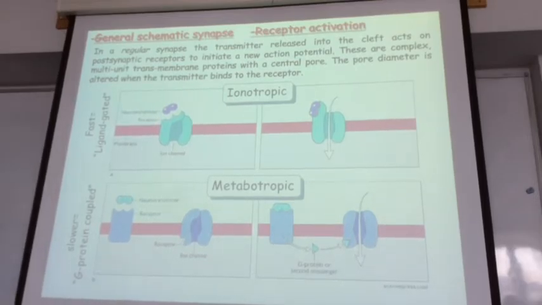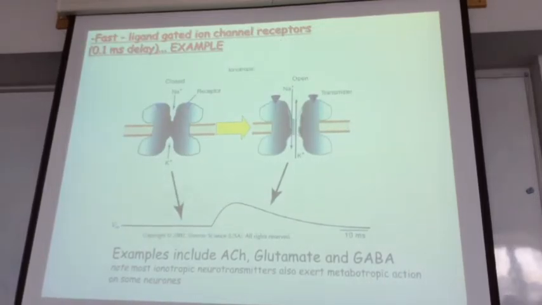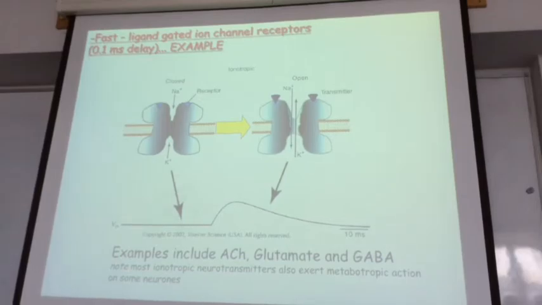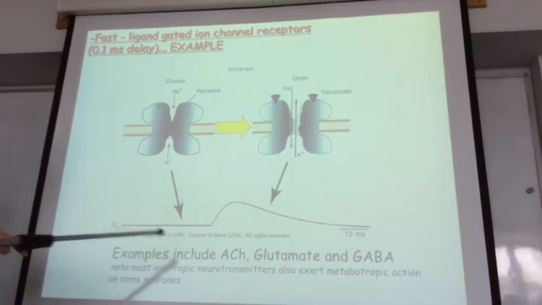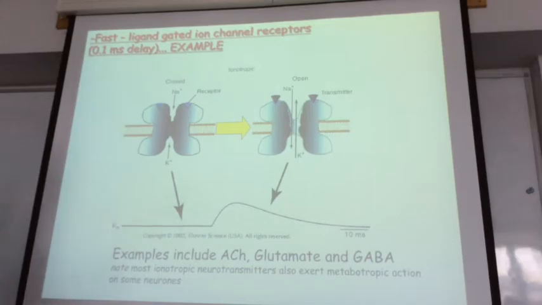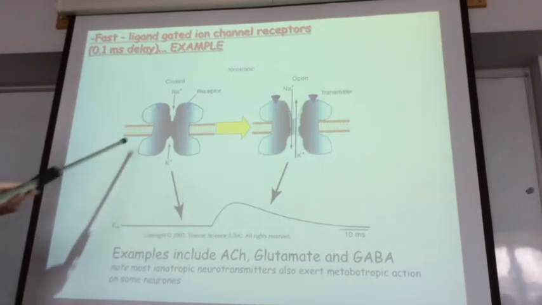I've got an example of a ligand-gated one here, which is a depolarization. And examples include acetylcholine, glutamate, and GABA. The most common neurotransmitters in the brain are glutamate and GABA. Glutamate excitatory, GABA inhibitory. And so this just shows in more detail what I was showing there before.